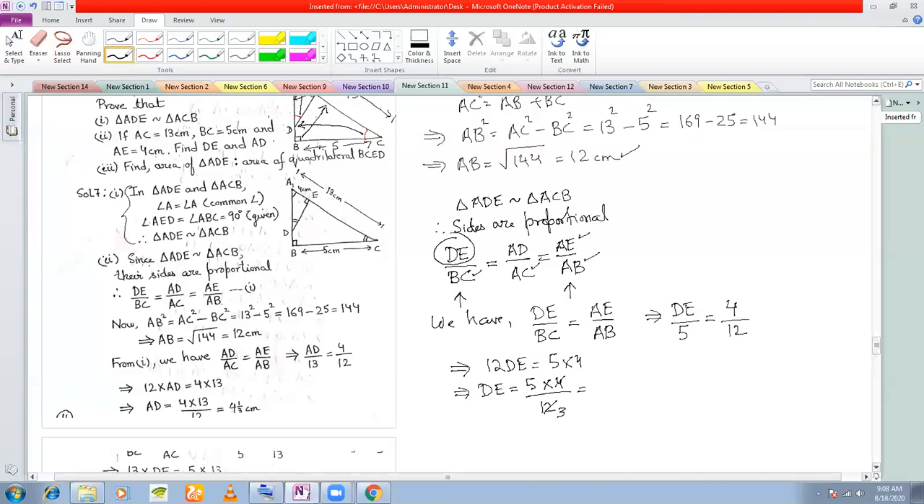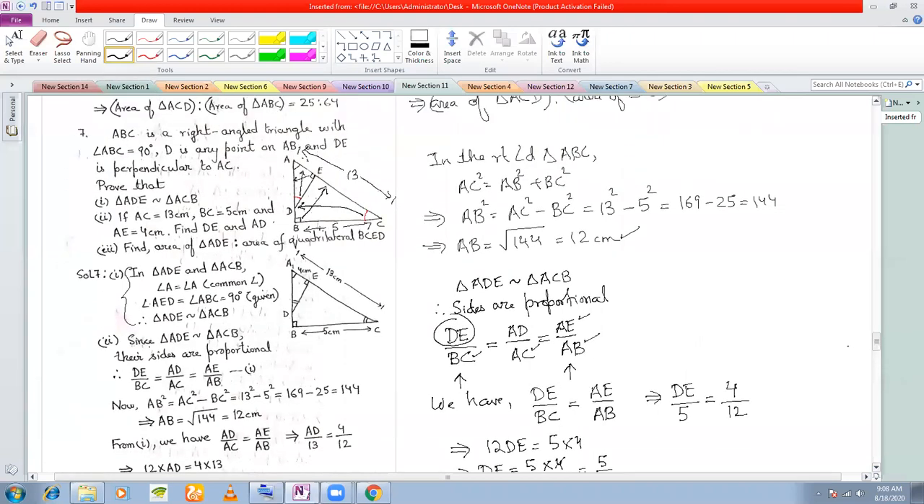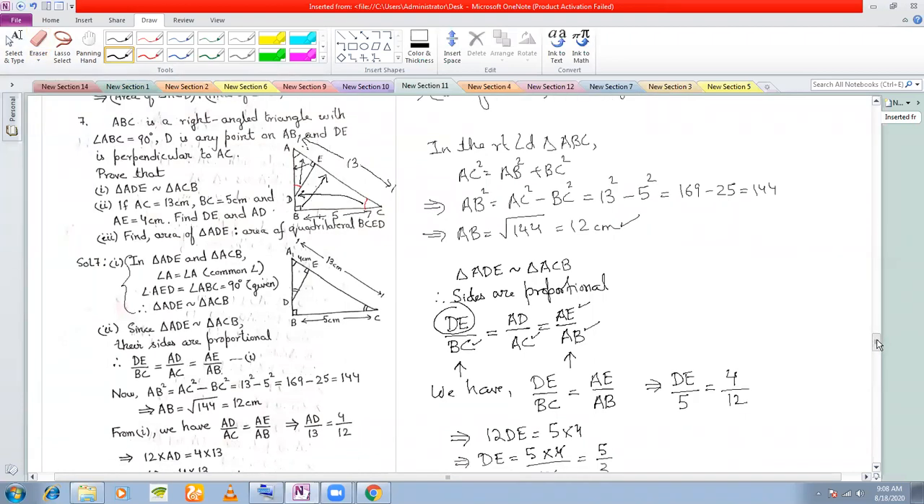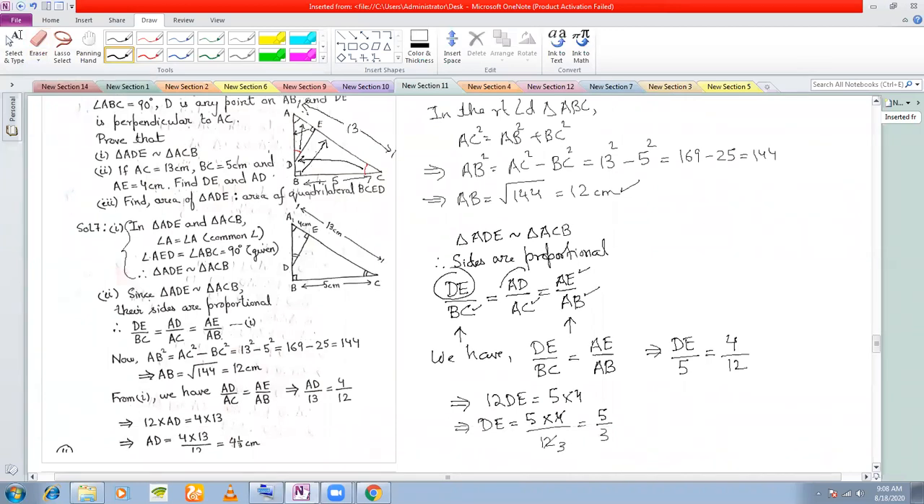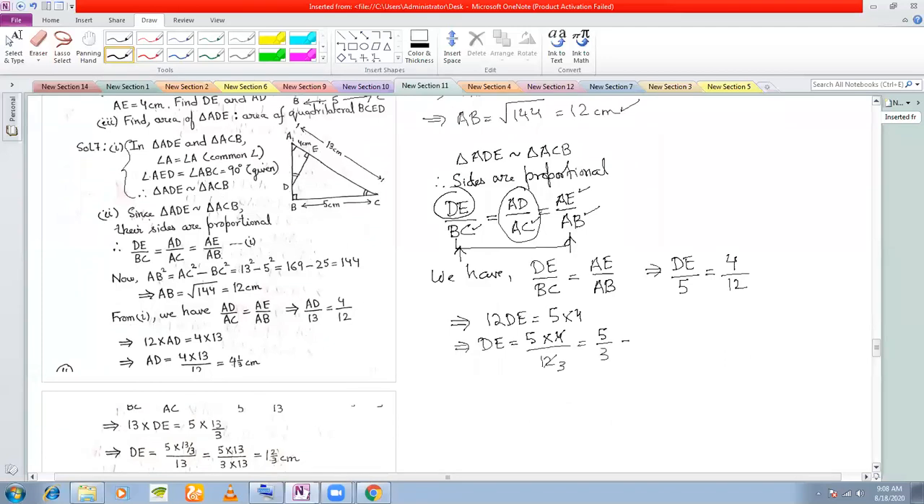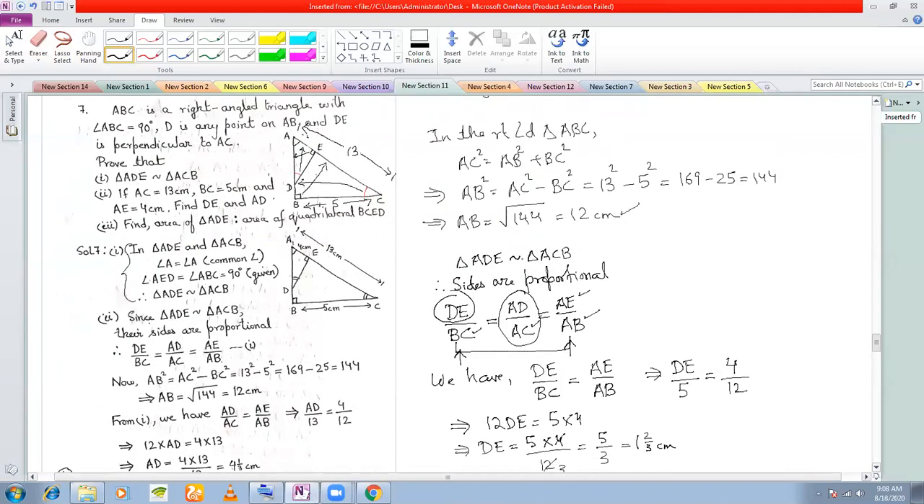Yes, so from where did you get AD? In this, when I wrote the proportional sides... No, sir, I'm not talking about that. You wrote DE by 5 equals 4 by 12. So, sir, AD is 4. How can you say that? I am not saying AD. I have not considered this one. I've considered these two. Okay, sir. DE is 5 by 3, so this is 1 2/3 centimeters. So I found out DE. How do you find out AD?